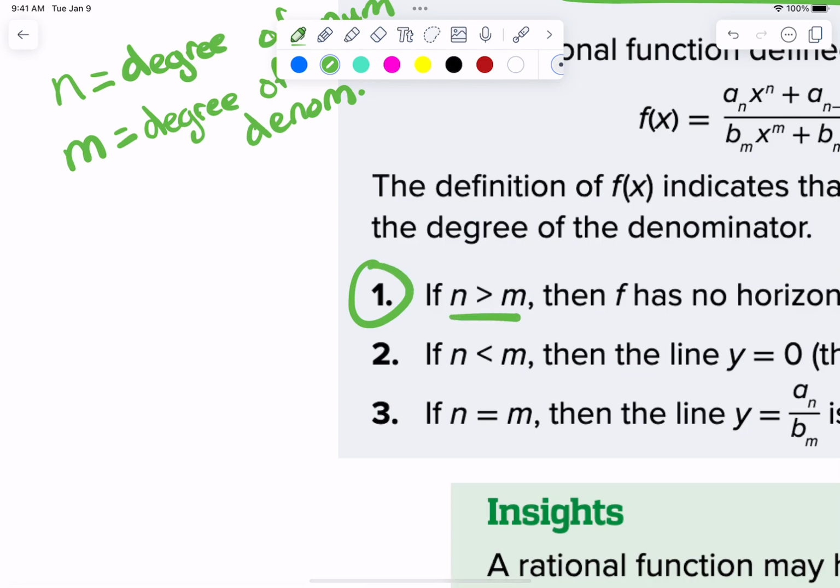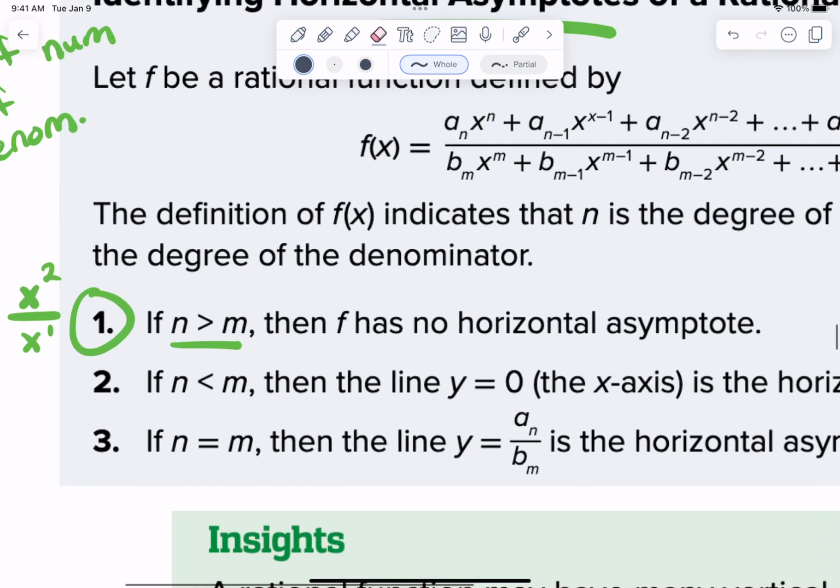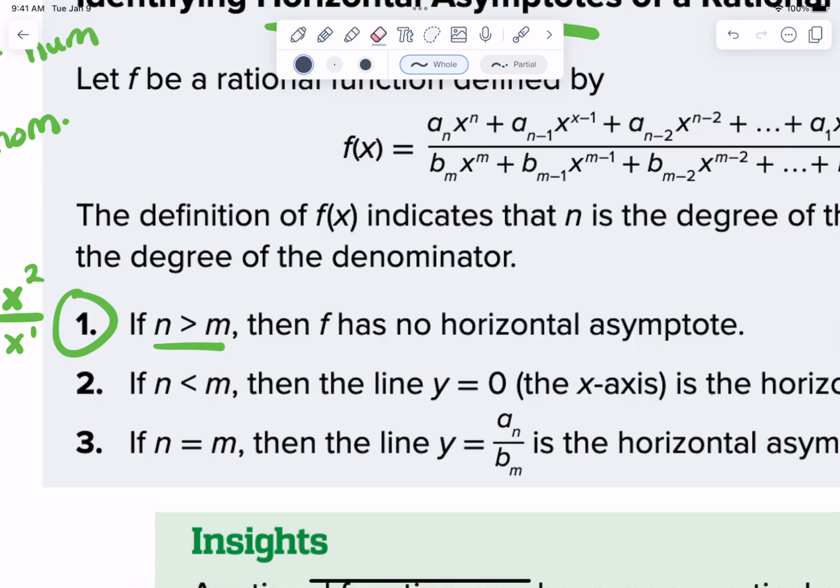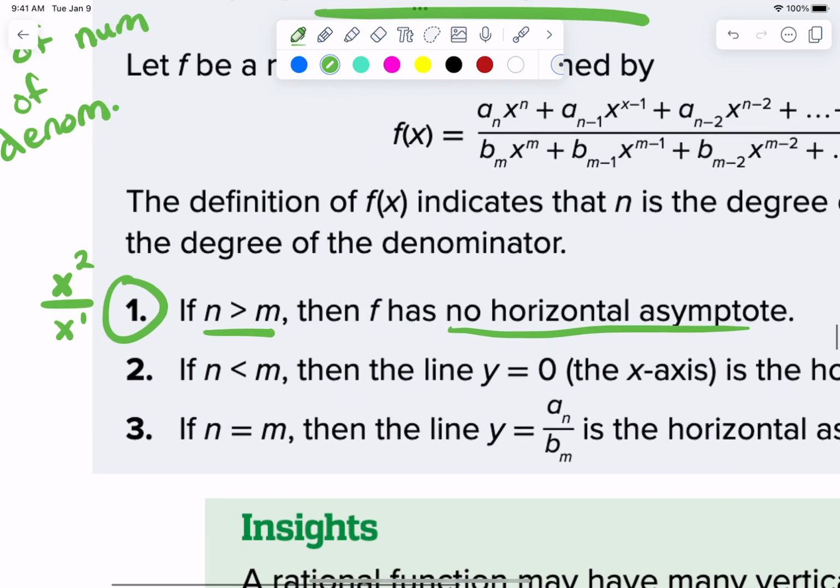Number 1, if N is bigger than M, meaning like if you have x to the second power over x to the first power, your N is 2, your M is 1. If N is greater than M, it is going to fall over, right? Because it's top heavy. Things that are top heavy fall over, which means it will have no HA. That's how you remember that: no HA. It has no horizontal asymptote.